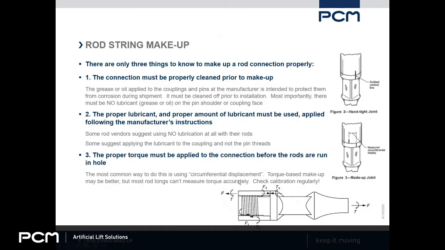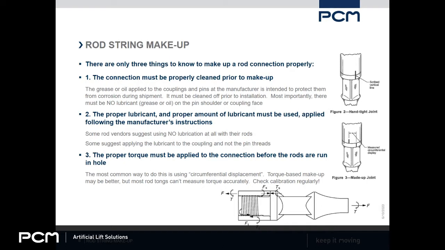So how do we solve those connection failures? The simple answer is to make up the connection properly. And there are 3 things you need to know to make up a connection properly. But before I get into these, let me just explain something. This type of connection, the API connection, has been used for 100 years. It hasn't changed a whole lot in that time. It was never designed for PCPs. It was not designed to carry torque.